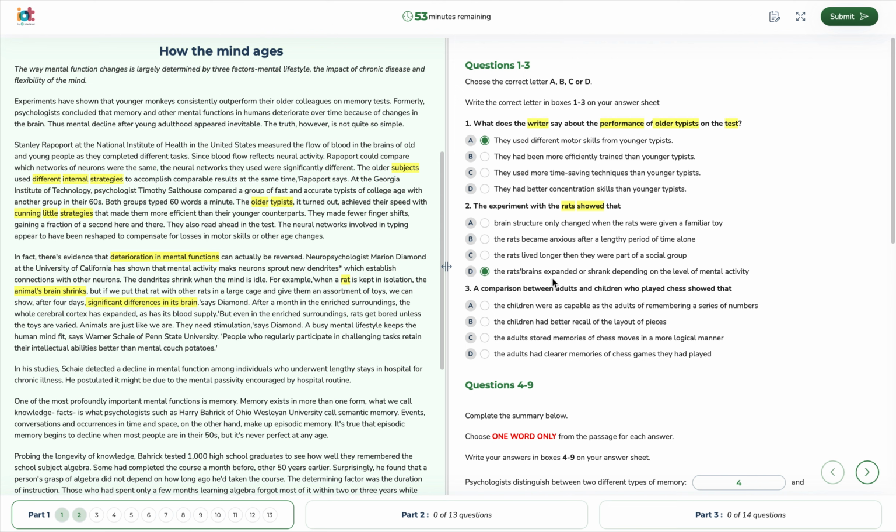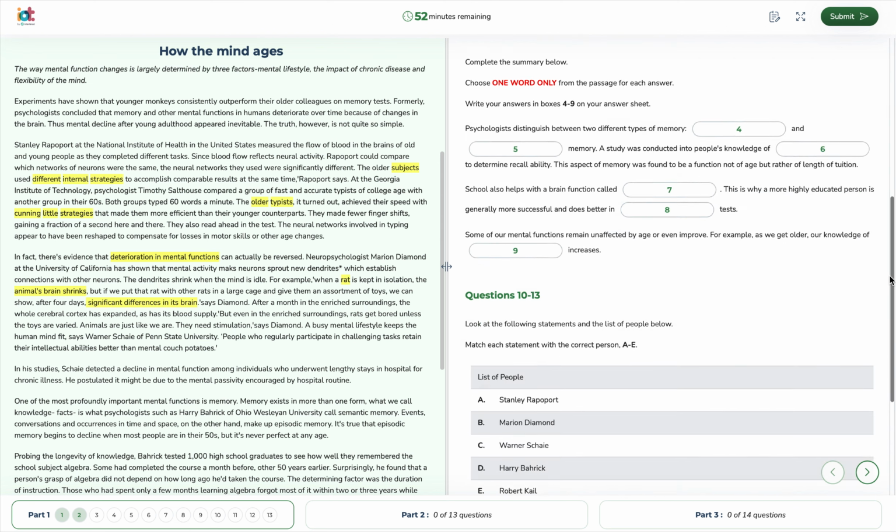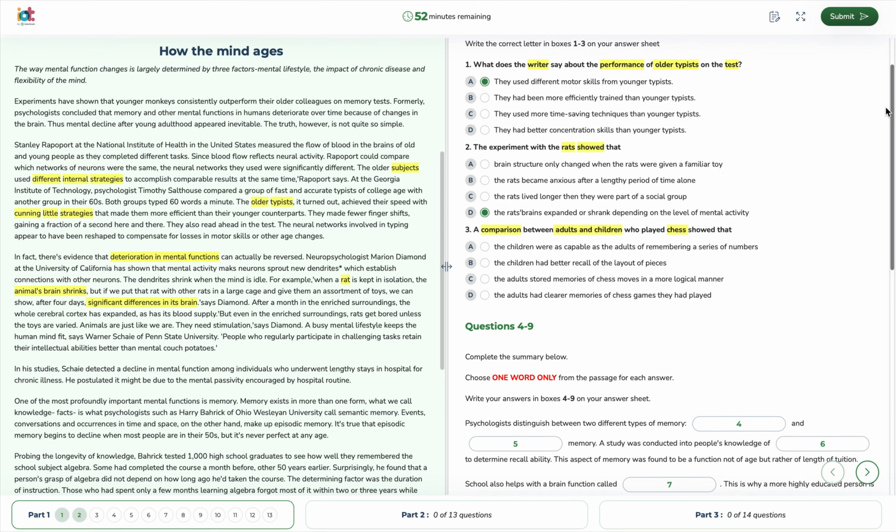How? Because they said the rat brains expand or shrink depending on the level of mental activity. When they are put in a large cage with other rats and given toys, their brain expands. Moving on to the third question, they talk about a comparison between adults and children who played chess. So now the subject is chess. After rats, they have chosen chess. They say the children were as capable as adults of remembering a series of numbers. So children had the same capability as adults.